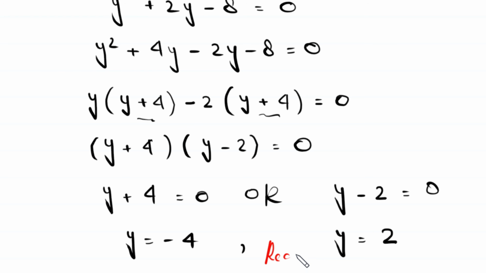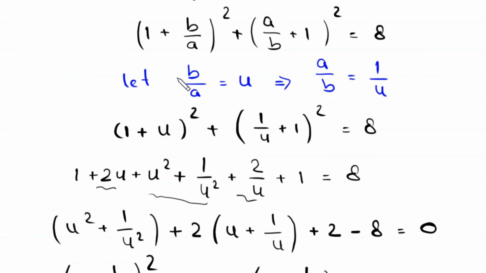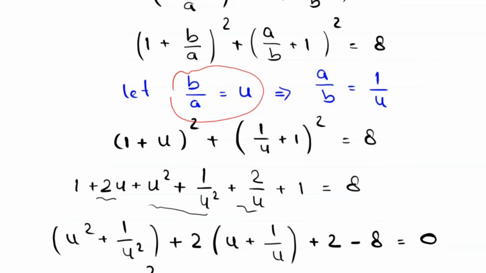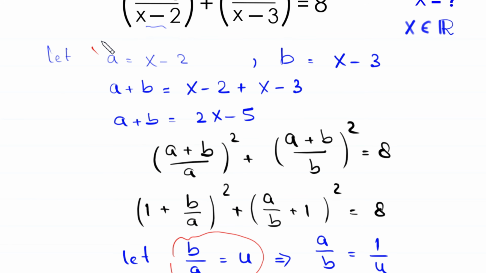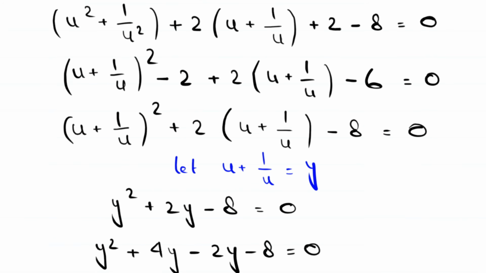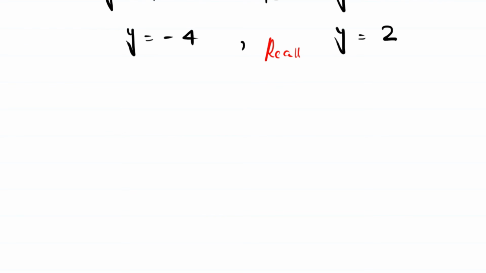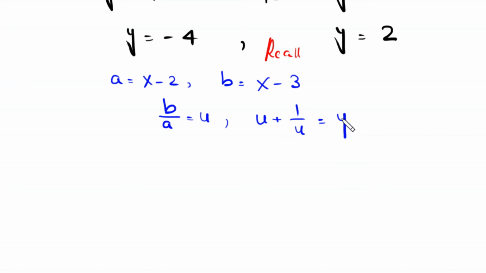Now recall that we have supposed that b over a equal to u, and we have supposed that a is equal to x minus 2 and b is equal to x minus 3, and u plus 1 over u equal to y.